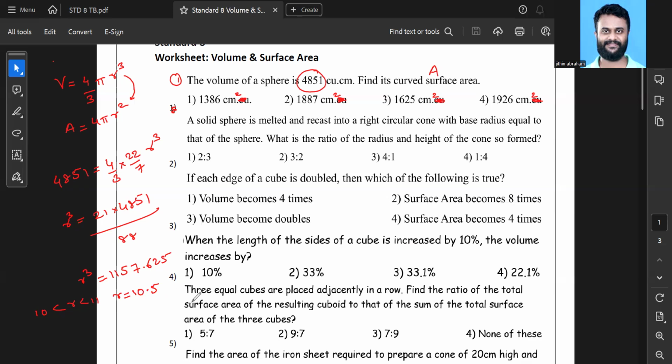So considering that possibility, I'm taking 10.5. I'm trying it out. I may get one of the answers. Or worst case scenario, even if I'm not getting one of the answers, whatever my answer will be, it will be closer to one of the options. I'll choose that option accordingly.